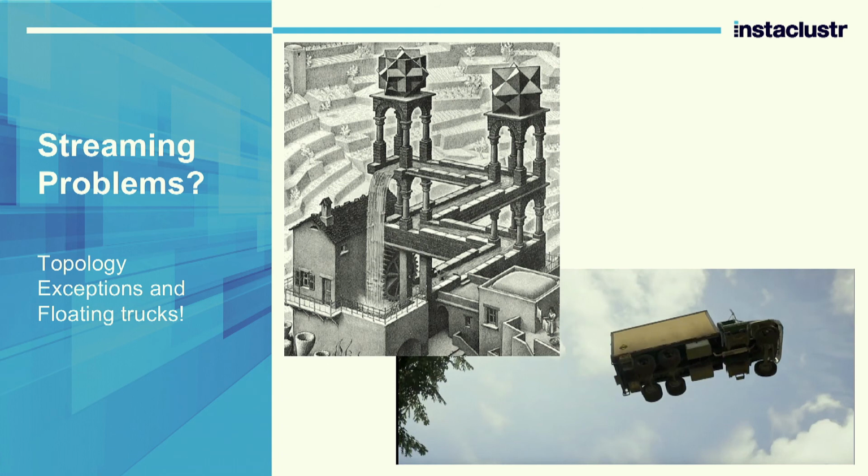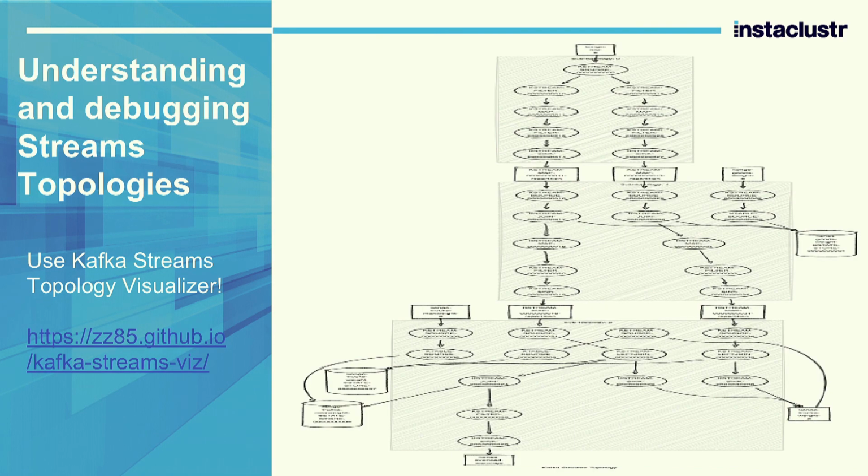So I won't show you the application. It's sort of complicated and nasty. It's on GitHub if you want to have a look. But some of the things that I discovered building the Streams application included getting lots of topology exceptions and floating trucks. What are they? Well, this actually is my Streams application. As you see, the topology is sort of a bit complicated.